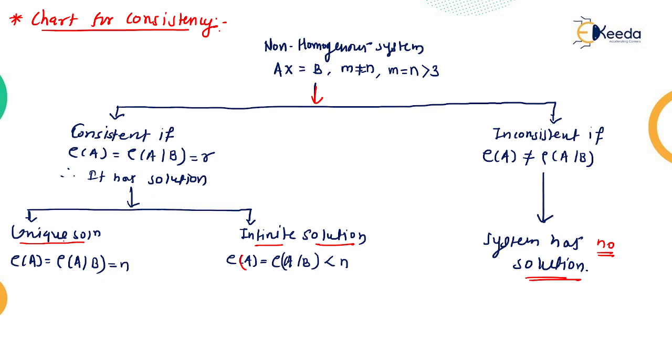Solutions are of two types: number one is a unique solution and number two is an infinite solution. We get a unique solution if the rank is equal to the number of unknowns, and an infinite solution if the rank is less than the number of unknowns, where n is the number of unknowns, that is x, y, z, in this way.